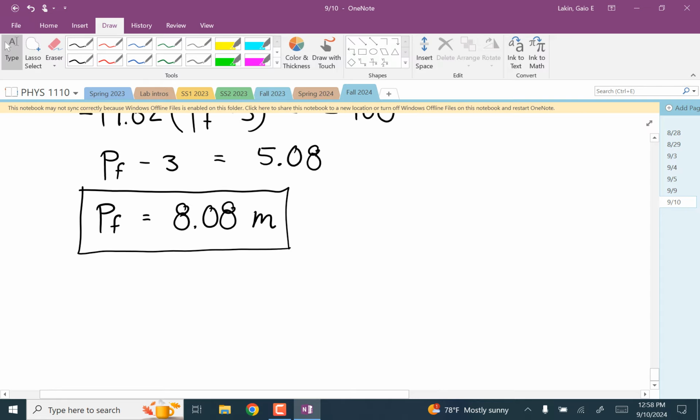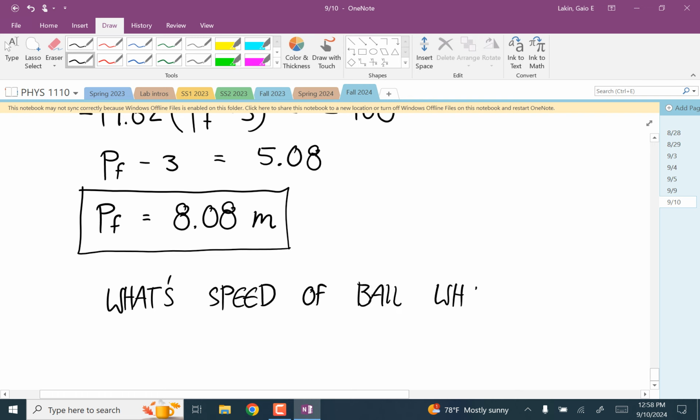Okay, let's ask one more question about this. What's the speed of the ball when it falls back to a height of 3 meters? So it's launched from 3 meters, it goes up to 8 meters, and then on the way back down, what's its speed when it passes 3 meters again?